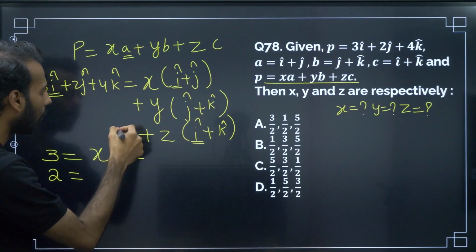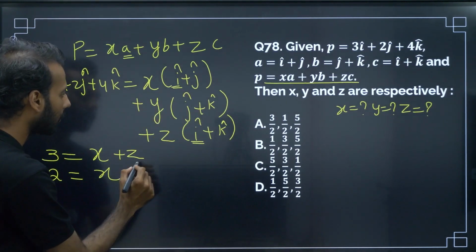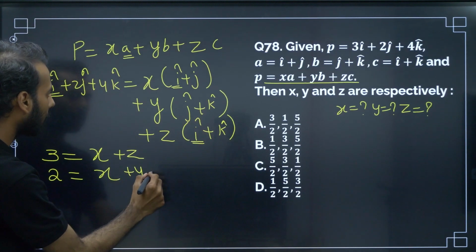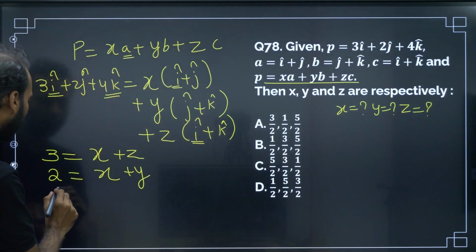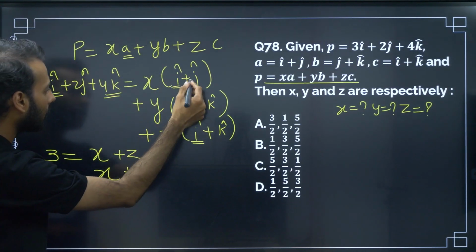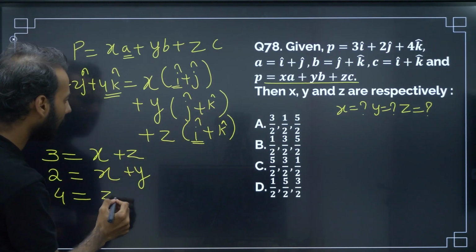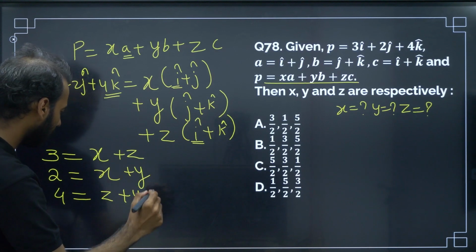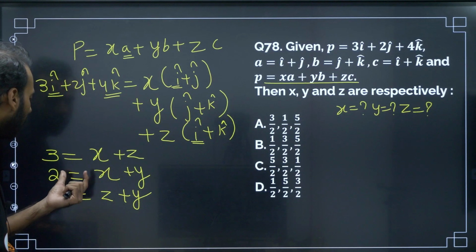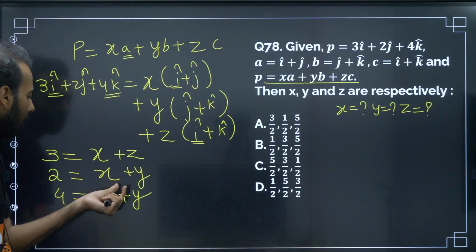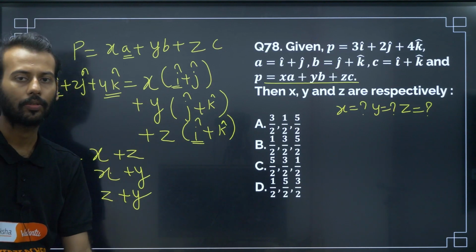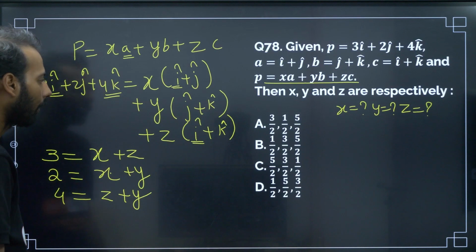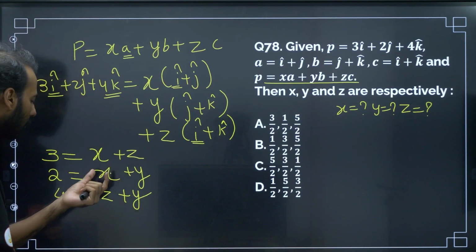j cap, 2 on LHS. On RHS, j cap coefficient is x. On RHS, j cap coefficient is y. So x plus y. On LHS, k cap coefficient is 4. On RHS, k cap coefficient is z plus y. So x plus z, these are the equations. 3 equations, 3 variables. So whenever 3 equations, 3 variables comes, you take 2 equations to solve it and you will find the value. So let me consider these 2 equations.